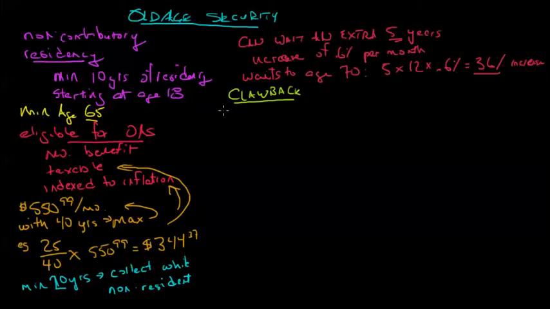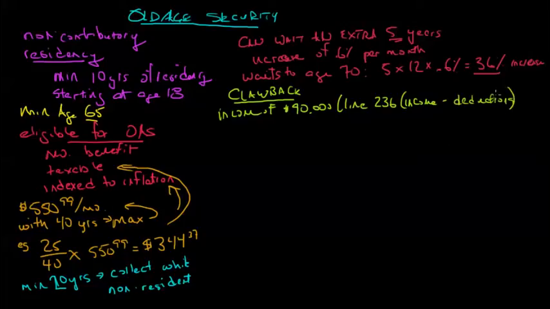So here's my case study. We have somebody who has income of, let's say, $90,000. And that's net income, so that's our line 236 income, which would be all of your income less your deductions from income. Okay, and that's going to be then at $90,000, about $70,000 is the threshold. So we have about a $70,000 threshold. That threshold does change every single year, but that's about where it's at right now.